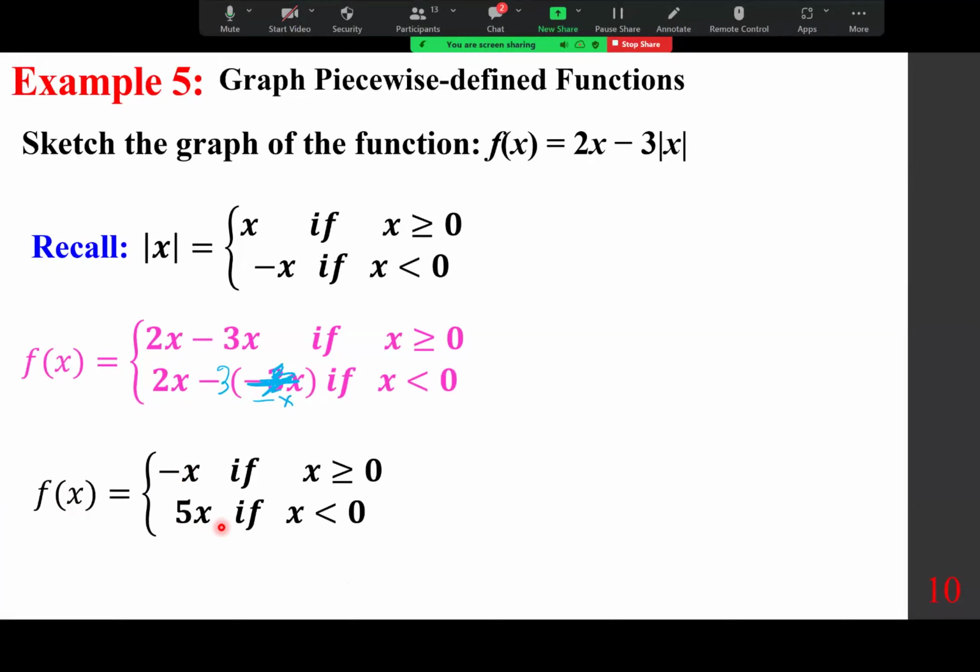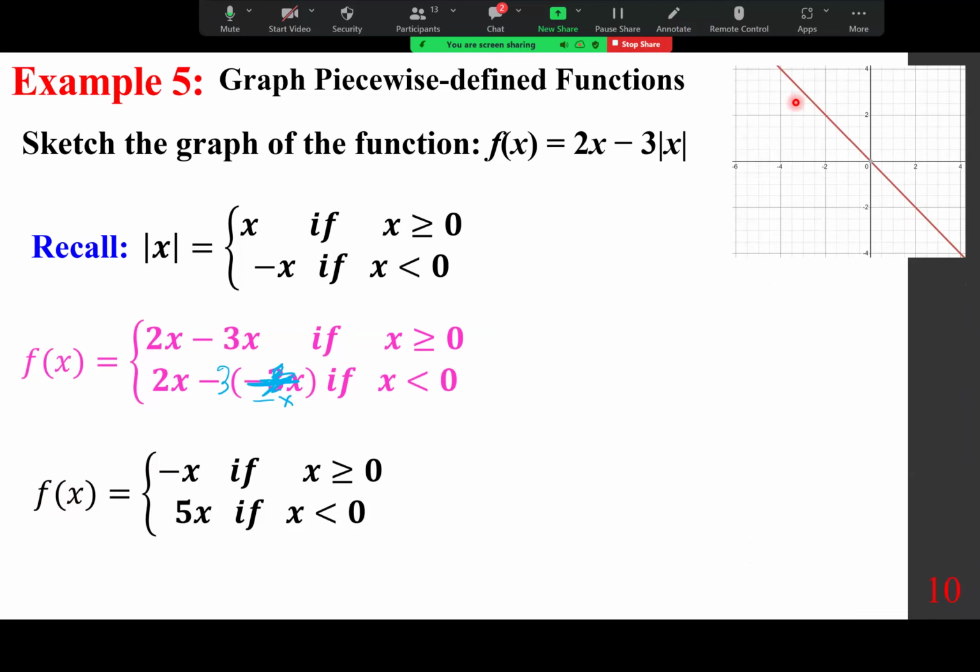a piecewise defined function? First, I'm going to graph each piece separately without paying any attention to the restriction. So I'm going to graph f of x or y equals minus x. As you know, it looks like that. It goes through the origin. You can put 0, 0, and then 1, -1. Graph that.